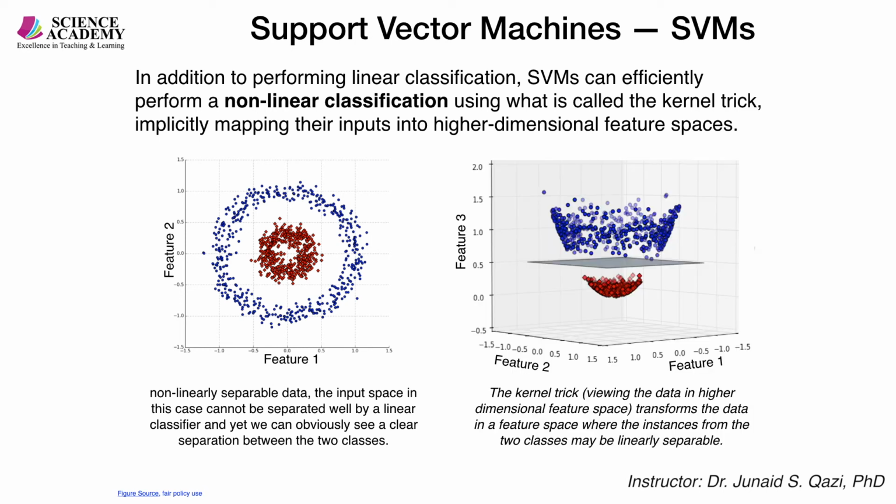So in the figure shown on our right side, if we represent the same data on our left side in a higher dimensional feature space, now it is easily separable by a plane shown by lighter color. So the kernel trick transforms the data into a feature space where the instances from the two classes may be linearly separable.